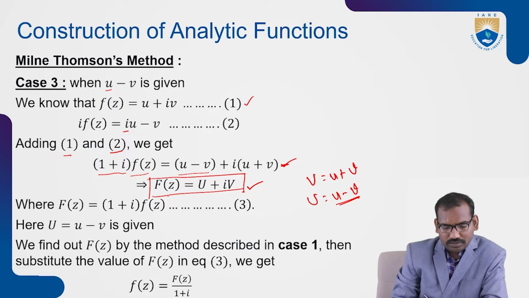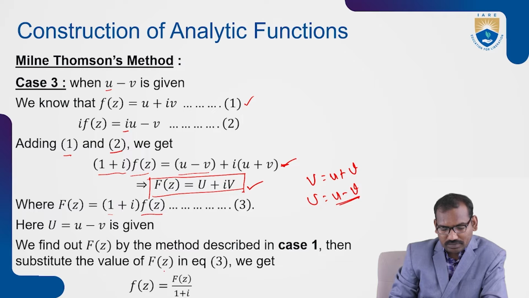So first of all, you have to decide whether it is analytic or not. See, capital F of z is defined as small f of z times a complex number. A constant multiple of an analytic function is also analytic. Hence, capital F of z is analytic. Now I have capital F of z is analytic, and I also know its real part. Now I can construct capital F of z with the help of the Milne-Thomson method.